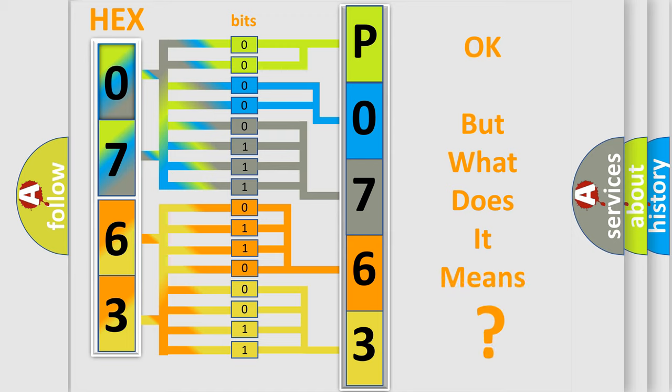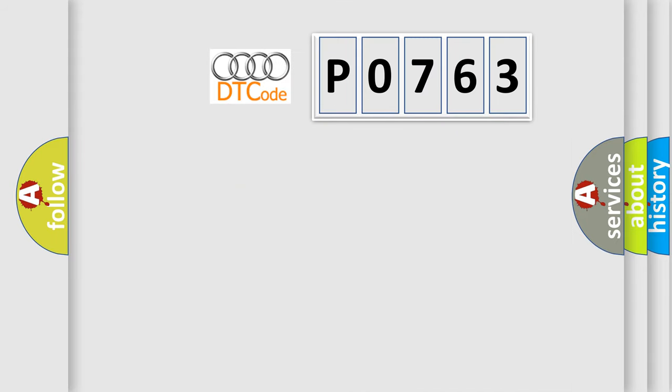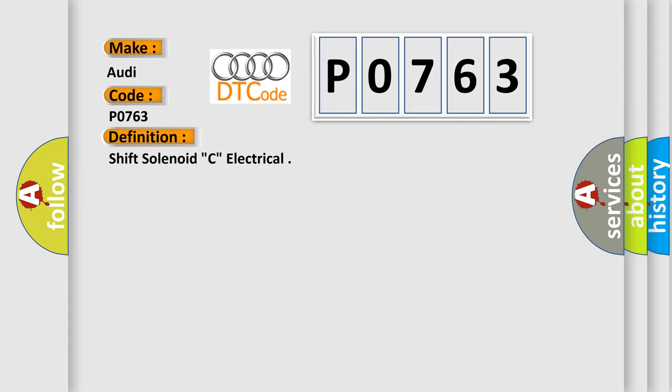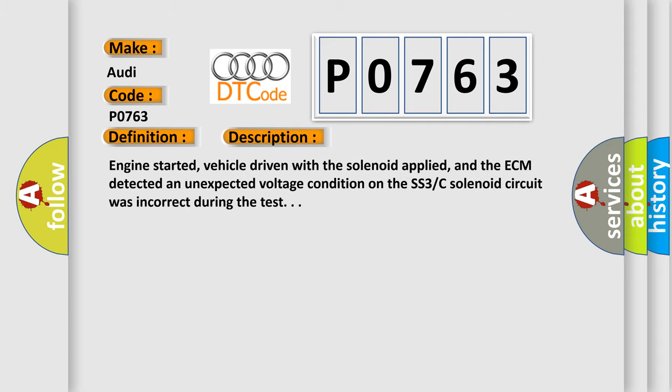The number itself does not make sense to us if we cannot assign information about it to what it actually expresses. So, what does the diagnostic trouble code P0763 interpret specifically for Audi car manufacturers? The basic definition is shift solenoid C electrical. And now this is a short description of this DTC code. Engine started, vehicle driven with the solenoid applied, and the ECM detected an unexpected voltage condition on the SS3C solenoid circuit was incorrect during the test.